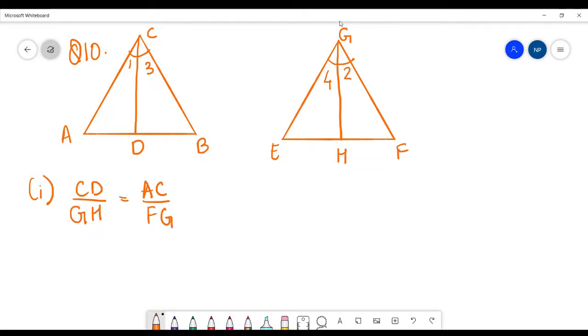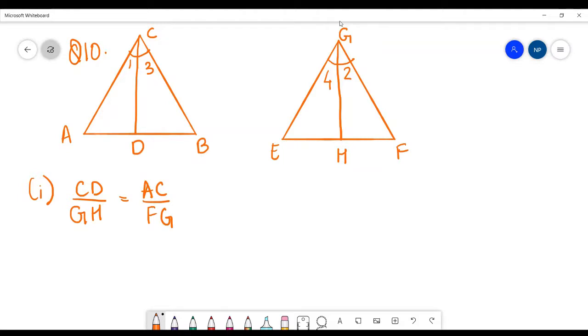Also, it is said that CD and GH are the angle bisectors. That means angle 1 is equal to angle 3 and angle 4 is equal to angle 2. So in the given part, you will write three things. Triangle ABC is given and triangle EFG is given. CD is the bisector of angle ACB, which implies angle 1 equals angle 3, and similarly angle 4 is equal to angle 2.